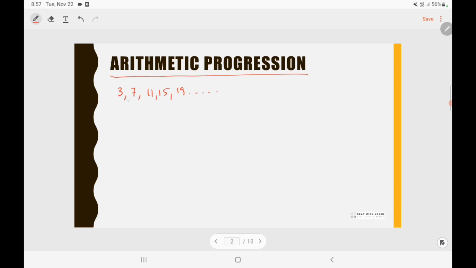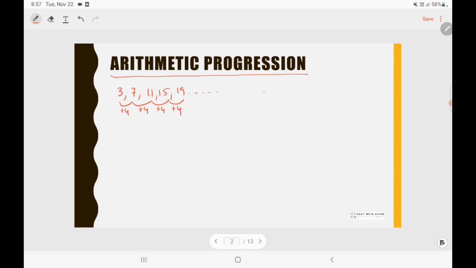So here in this series, if you're adding 4 to 3, you will get 7. If you're adding 4 to 7, you will get 11. If you're adding 4 to 11, you will get 15. And if you're adding 4 to 15, you are going to get 19. So in this series, you're adding the number 4 to each of the terms to get the next term, right? So this kind of series is known as arithmetic progression, or you can call it an AP.